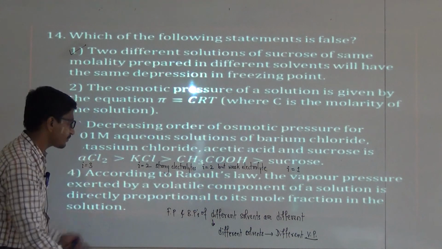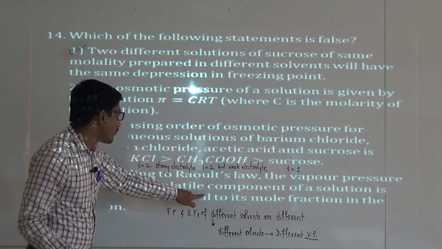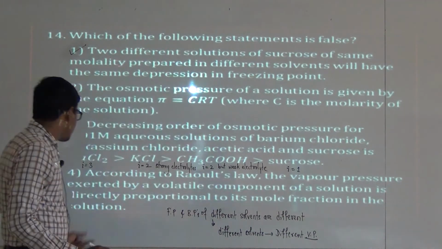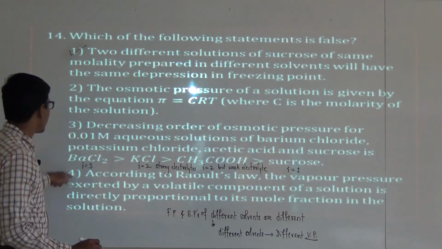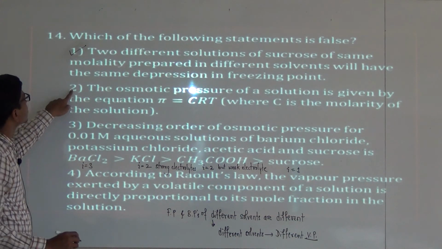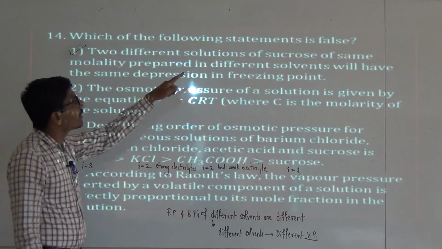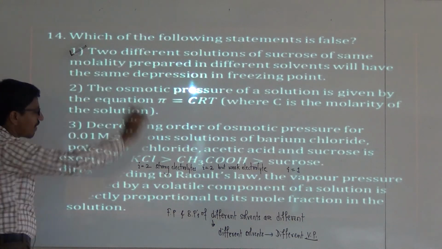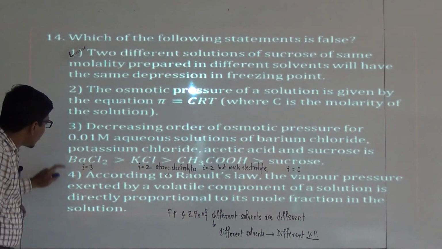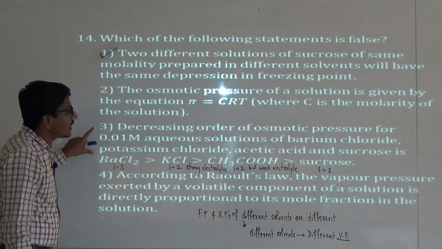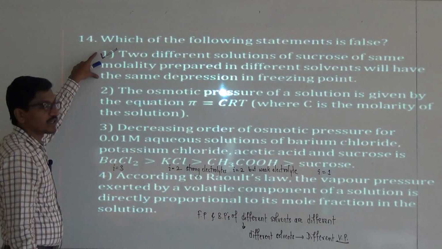Vapor pressure exerted by a volatile component of a solution is directly proportional to its mole fraction. This is the statement of Raoult's law, and this is also a correct statement. First one is the wrong statement. In the question, which of the following statements is false, the first option is false, and the remaining second, third and fourth options are the correct statements. The false statement is the first one. Thank you.